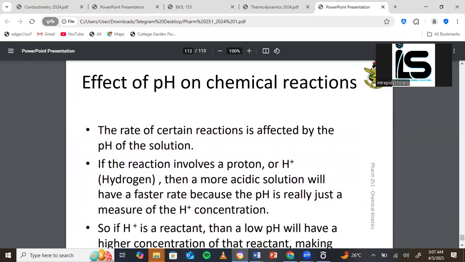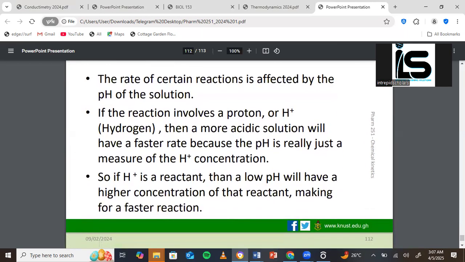Effects of pH on chemical reactions. The pH is a measure of the hydrogen ion concentration, right? And so if the pH is low, it means we are looking at a more acidic solution. If the pH is high, that is above 7, we are looking at a basic solution, right? So we are saying that in a reaction where H plus is part of the reactant, if we have a low pH, the low pH means that the solution is acidic. It means there's excess of H plus in that solution. The reaction will be faster in that instance.